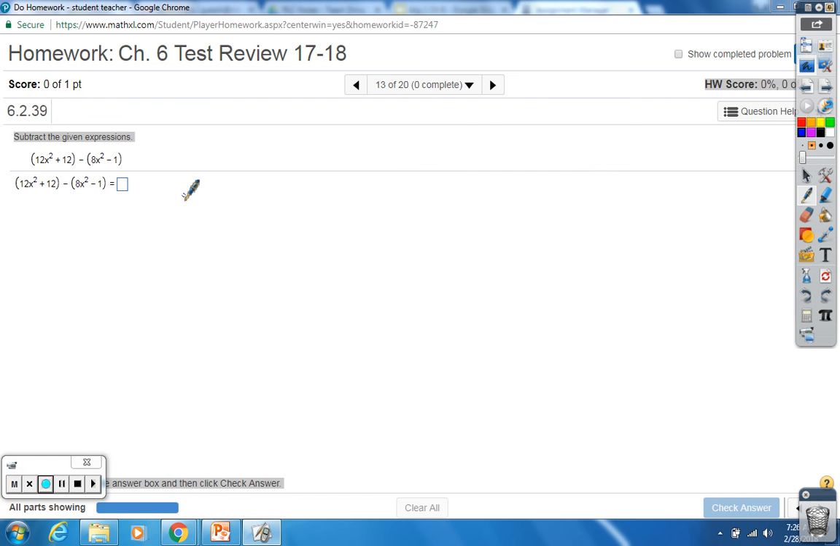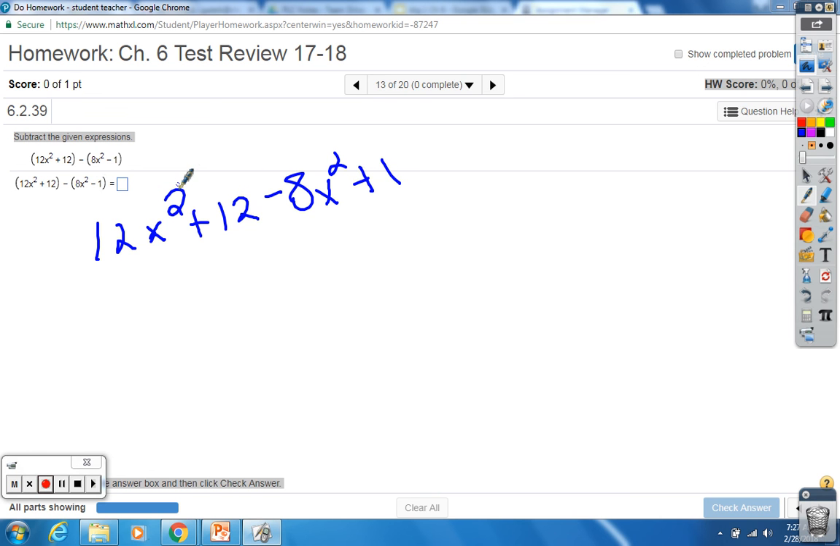Yeah. And so on this one here, we would have to subtract two different polynomials. So in this case, this is the scenario where if it's subtraction, we're going to have to flip all the signs in that second parentheses. So in this case, first I'm just going to rewrite 12x squared plus 12. And then now I'll just flip the signs of everything in that second one. So originally I have 8x squared there. So I'll change that to negative 8x squared. And I have negative 1 initially, so I'll change that to positive 1 now.